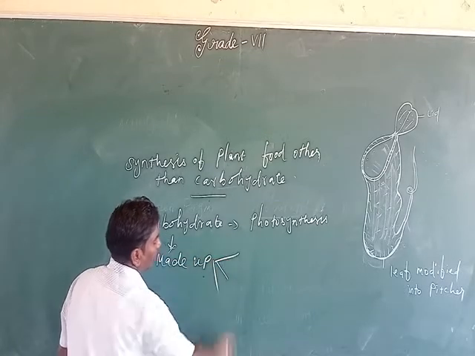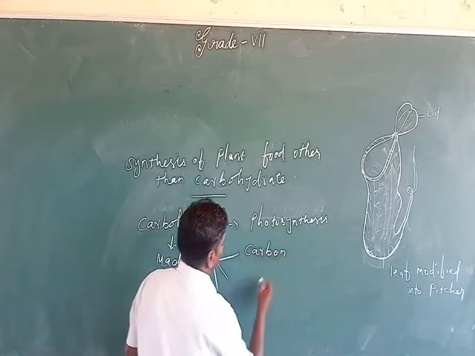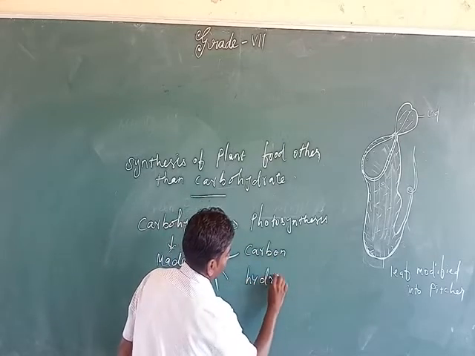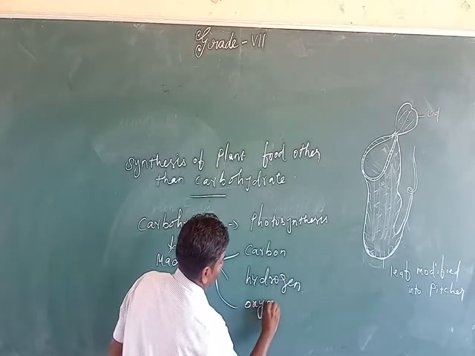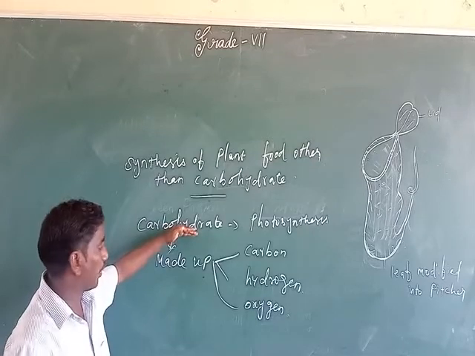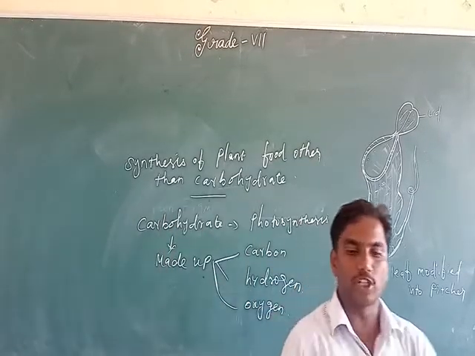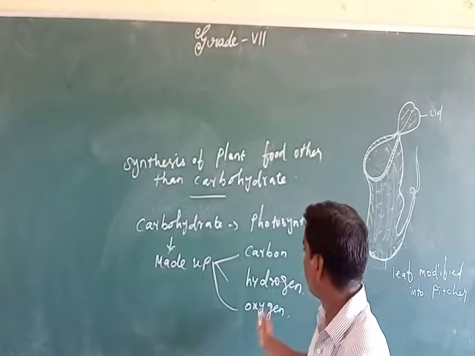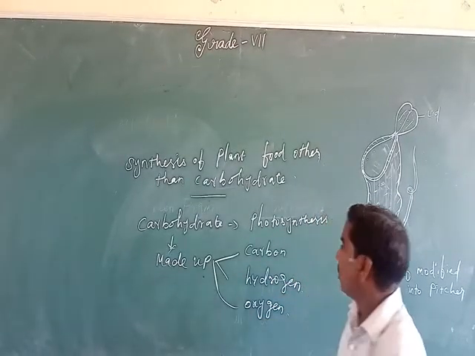three components: one is carbon, second hydrogen, and third oxygen. So carbohydrate is made up of carbon, hydrogen and oxygen. Isn't it?